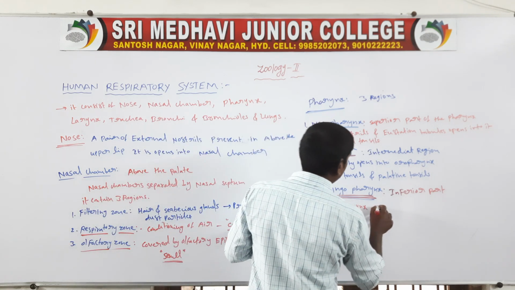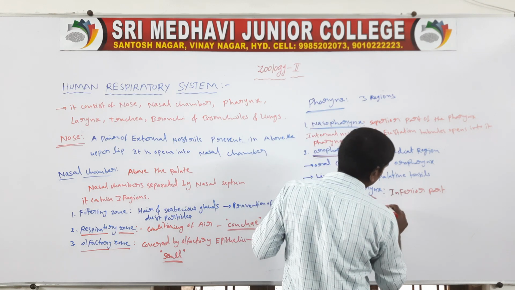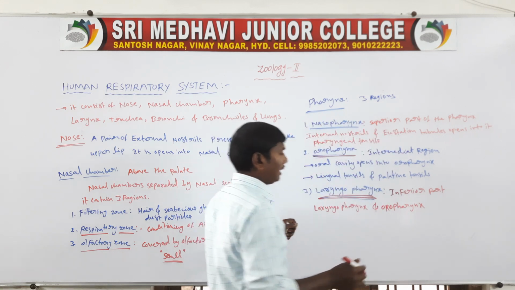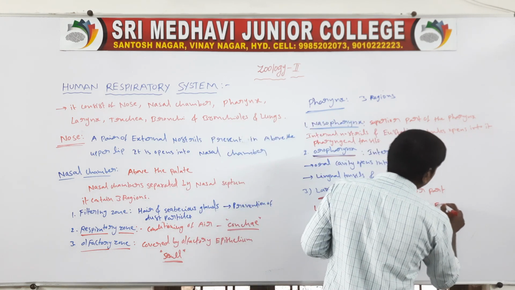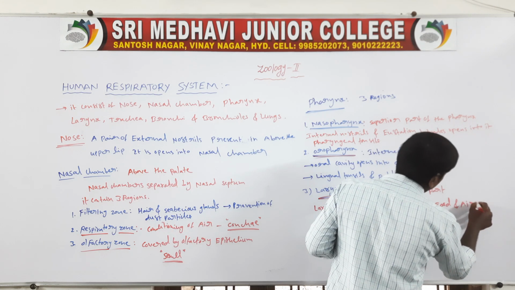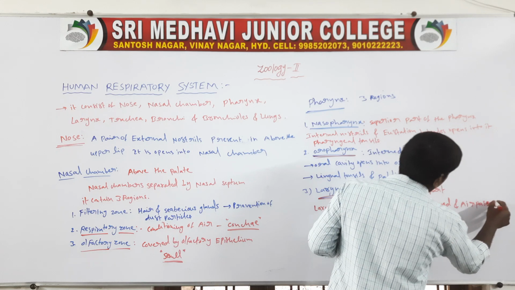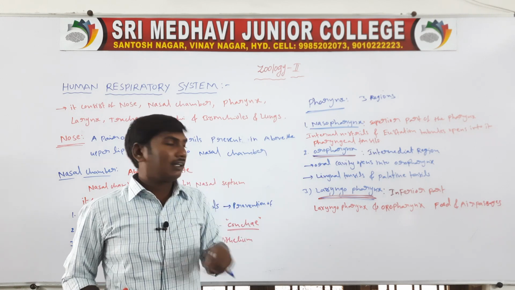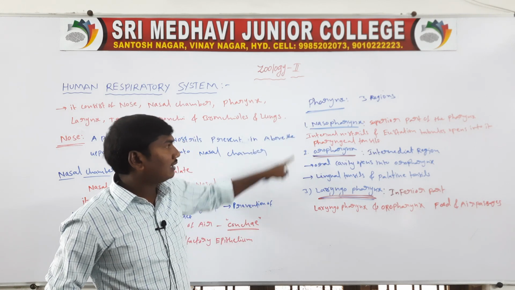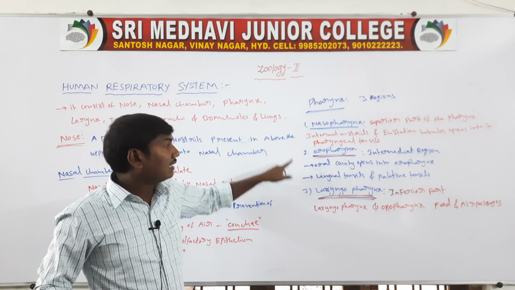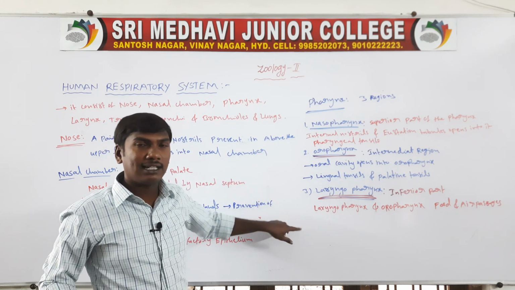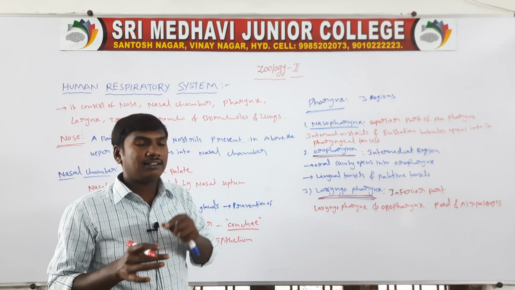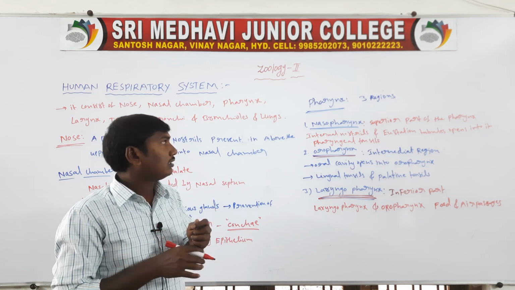Next one, the laryngopharynx and oropharynx are the food and air passages. The pharynx is the common passage of food and air. The pharynx is divided into three types: nasopharynx, oropharynx, laryngopharynx. The oropharynx and laryngopharynx are the common passages for food and air.